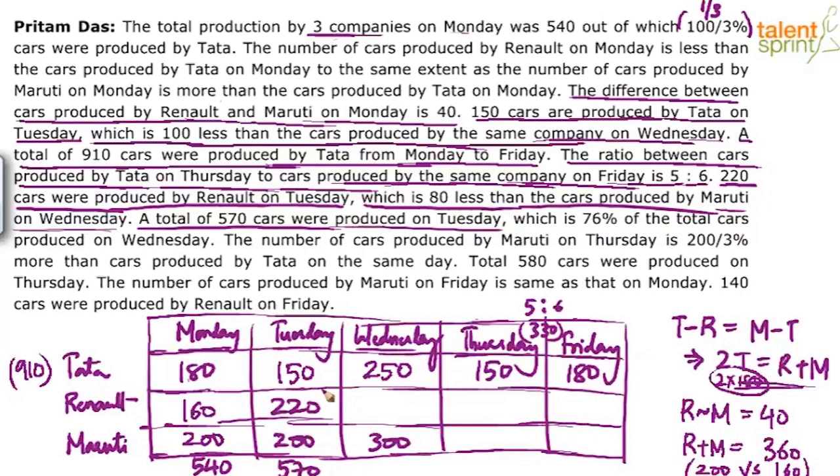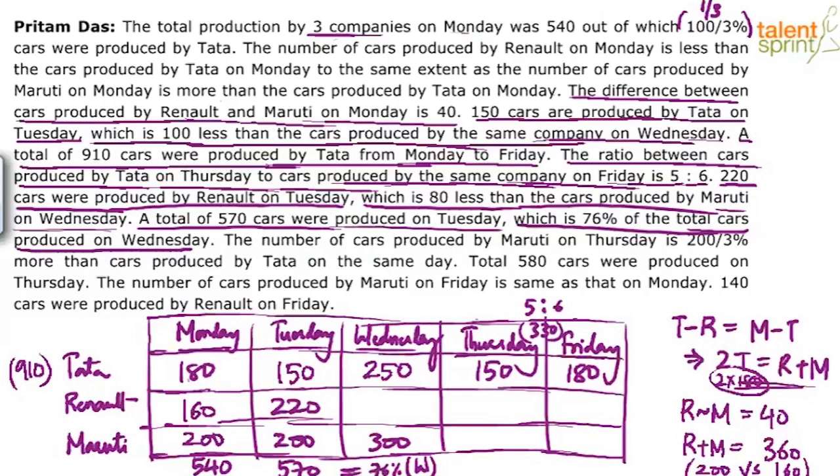Just about filling up the values very quickly. So a total of 570 cars were produced on Tuesday, which is 76% of the total cars produced on Wednesday. So 570 is equal to 76% of Wednesday's total. You're able to follow? So how much should Wednesday be?